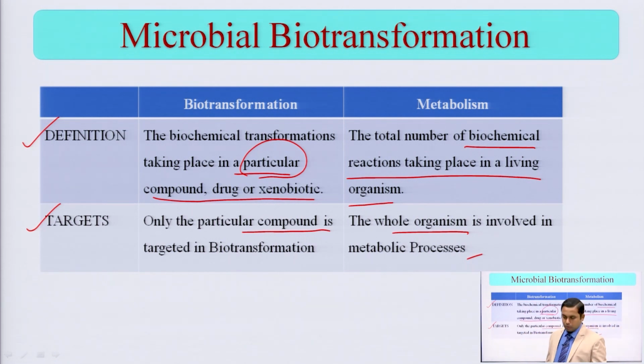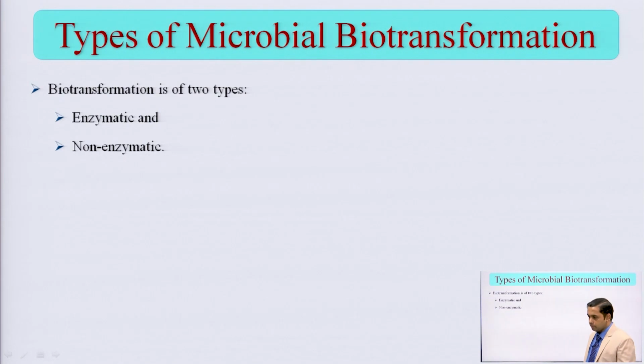You should not be confused with metabolism. Drug metabolism, yes, happens in our liver. Our liver has lots of substances that metabolize, like cytochrome P450. It can metabolize our drugs, and sometimes various kinds of food elements, but biotransformation is slightly different. Now, the biggest question: what are the types of biotransformation? I hope it is very clear to you all.